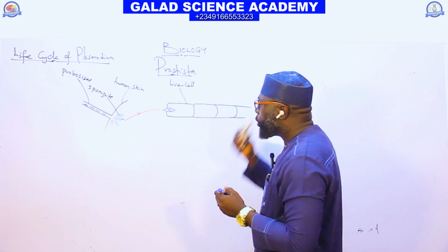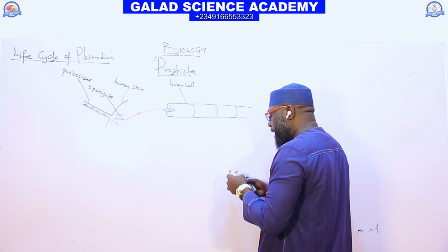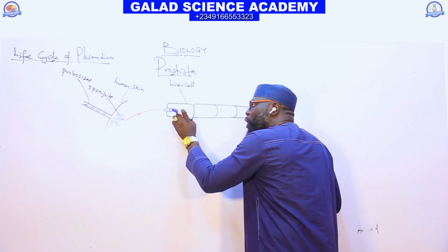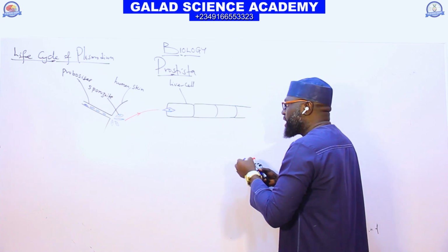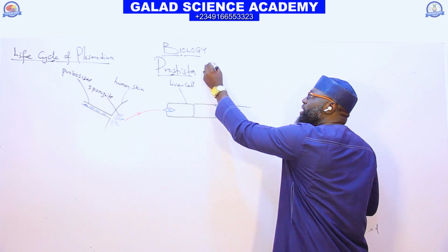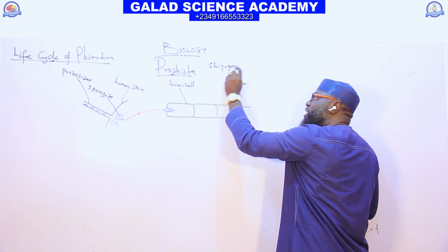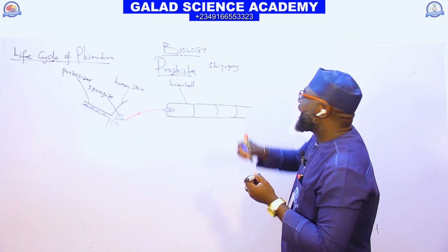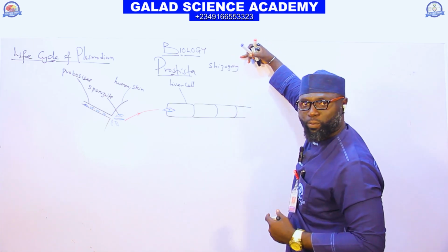This is the sporozoite. When it gets into the liver cell, this sporozoite will undergo what we call schizogony. Schizogony is asexual reproduction by multiple fission.